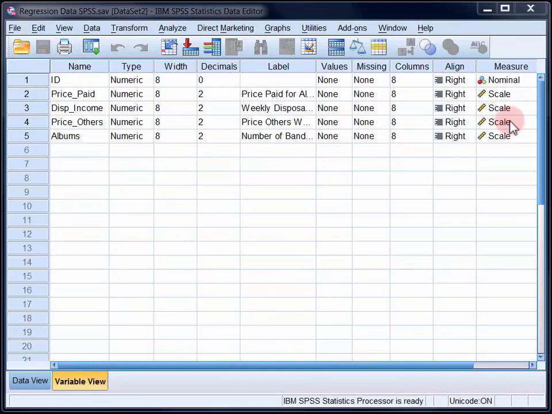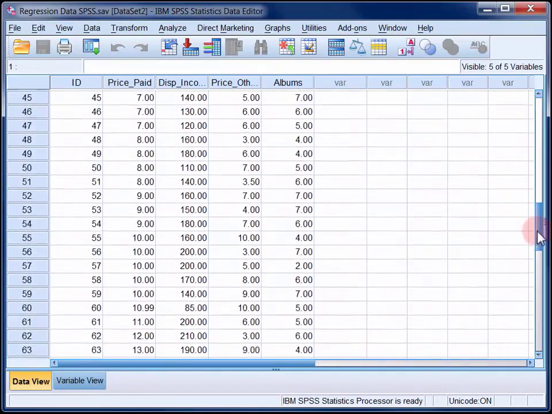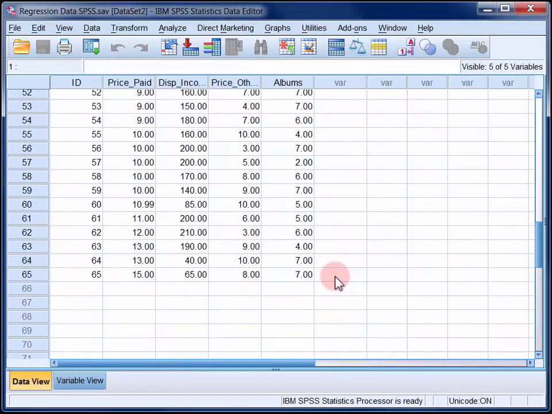Now, as we have no rationale for entering the predictors into the regression model in blocks, we'll enter them simultaneously, and consequently we'll be running standard multiple regression. Now, if we move over to the data view and scroll down the screen, you can see that in total there is data here from 65 cases.